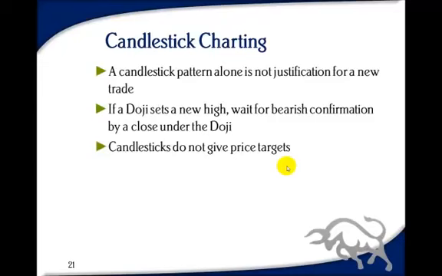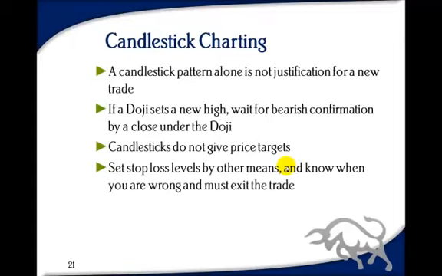There's an interesting one next. Candlesticks do not give price targets. There's no way you can get a price from a candle. So you can use other forms of technical analysis to see where you think the price may go. And the final one, set stop loss levels by other means, i.e. by technical analysis, to know where you're going wrong and must exit the trade. That applies in general and not just to candlestick charting.